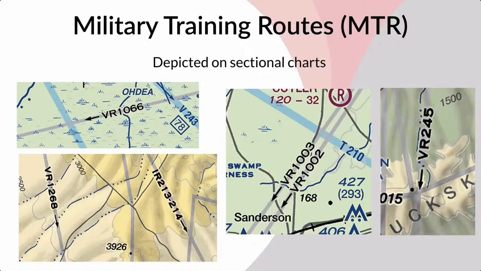Here's an example of depictions. You can see VR 1066 in the top. You can see a VR of 1003, 1002. You have all different types of routes right in here. Again, 4-digit, what we really want to pay attention to. The deeper we go into this presentation, the more rare these airspace are going to be. But again, if you're going to be flying near them, you need to understand what it entails.